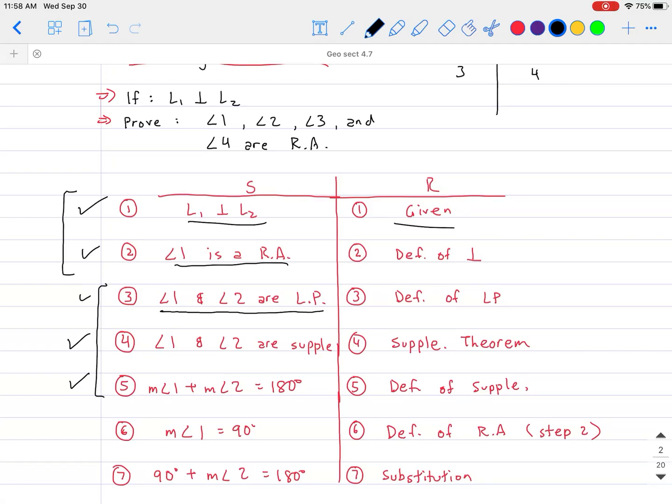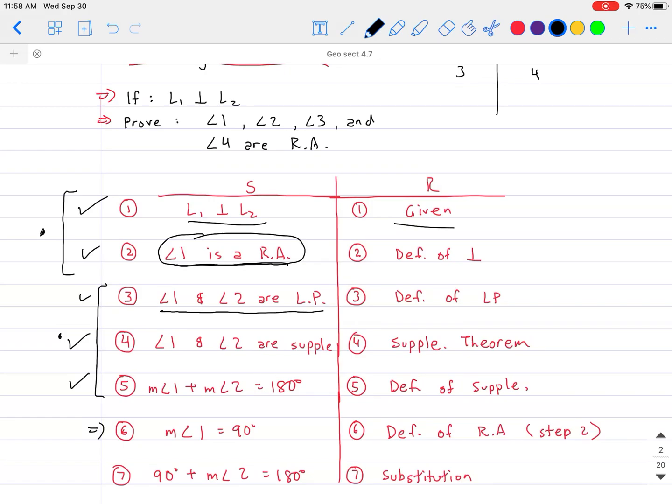Then steps 3, 4, and 5 are another subset of this proof, and that's as far as you can go. Now we take what we have over here and what we have over here and try to combine them together. Go back. Remember, we said that in step 2, angle 1 is a right angle, so we can further expand that in step 6 to say that it is 90 degrees.